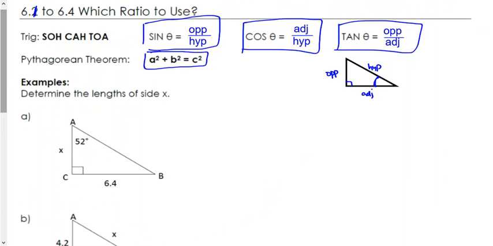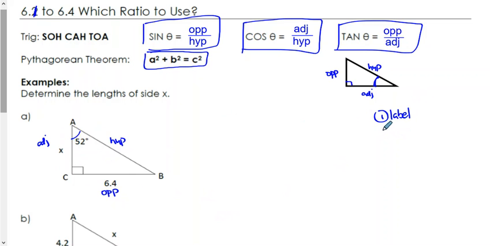So first question, determine the lengths of side x. So here I have an angle. Here is my side opposite that angle. Here is my adjacent. And here is across from my right angle, my hypotenuse. Now, my steps are going to be the same as they've always been. So my first step is always to label my triangle. So I've labeled it in accordance with the angle that I'm given.